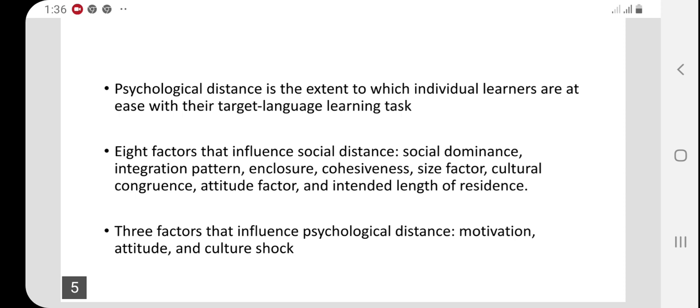So all these eight factors will be discussed in detail in our next lecture. And three factors in psychological distance. So in this acculturation model, we came across two factors. One was social distance and one was psychological distance. In social distance, there are eight factors that influence the learning of a second language. And in psychological distance, there are three factors, that is motivation, attitude, and cultural shock. And there is language shock also. So the eight factors in social distance and three factors in psychological distance will be discussed in the next lesson.